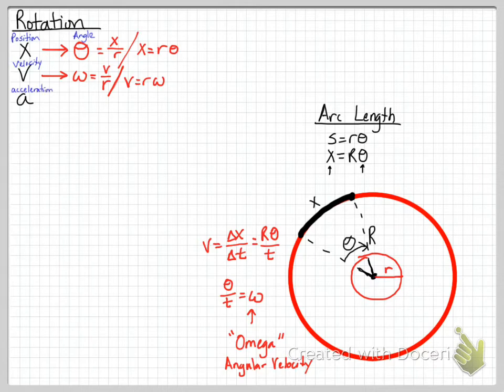So the next one we're going to look at is acceleration, where acceleration is now alpha, which stands for angular acceleration. And angular acceleration is equal to regular acceleration, linear acceleration, divided by the radius, or acceleration equals r alpha. And we're going to be using these things interchangeably, and we're going to look at when or how we use them.